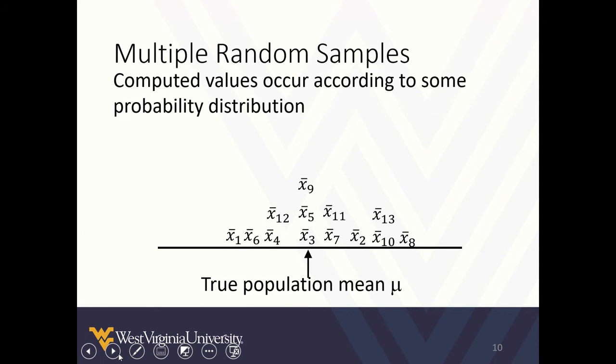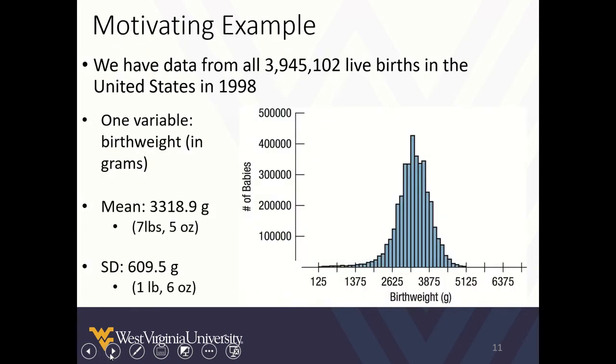If we consider then adding even more samples, so that at this point we have, it looks like 13, then what we can see is that the computed values occur according to some probability distribution as we add more samples in. And once again, we can see that most of our values are clustering around the true population mean, with some values being a little bit above, a little bit below, but most are being somewhere close to our true population mean. And this is the concept behind sampling distributions.